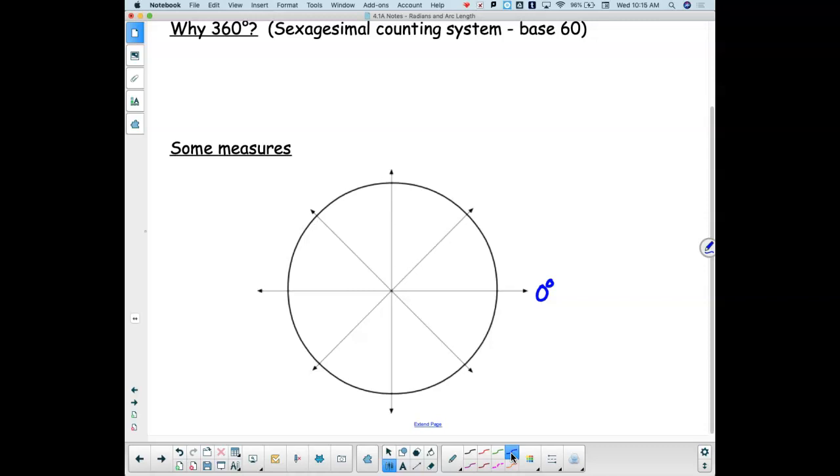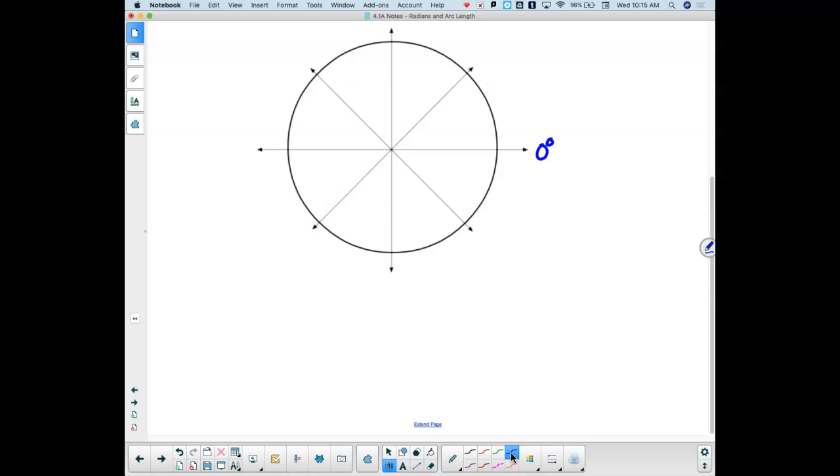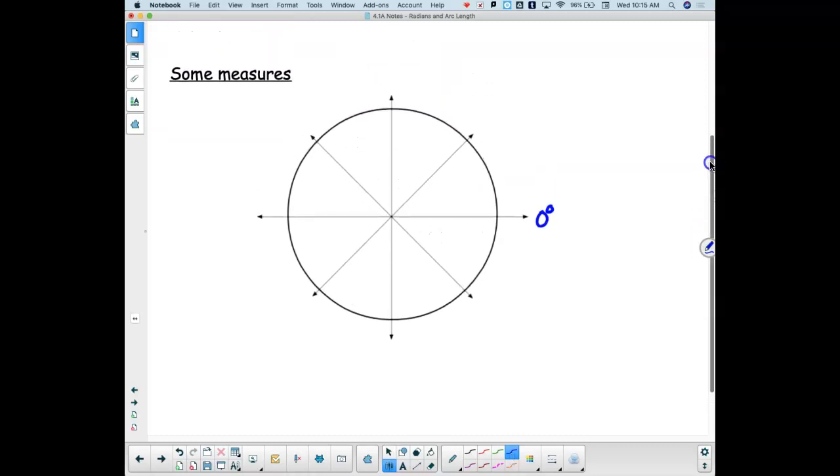What other degree measures could we also put on there? Where's 180 degrees? Straight out to the left. Because if we divide the circle in half, we just said that there's 360 degrees around the circle, so if we divide that in half, that'd be 180. What other ones? 90. Where? Straight up. Okay, straight up would be 90.